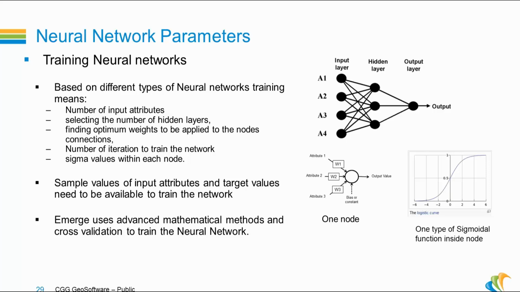the neural network analysis. How many hidden layers we need to choose, finding optimum weights to be applied to nodes and connections, the number of iterations to train the network, and sigma values within each node. Usually there are some functions like sigma within each node, so how to define that is also part of the training. To train the network, we need to have sample values in some locations. Emerge uses advanced mathematics and cross-validation to train the neural network.